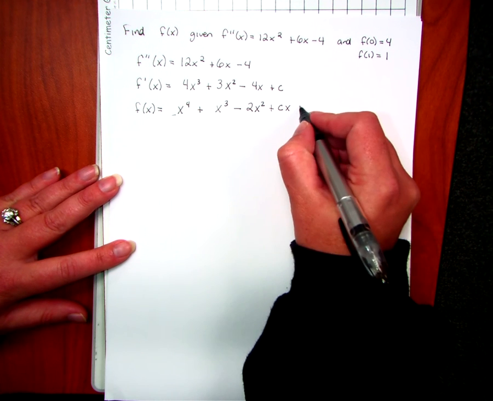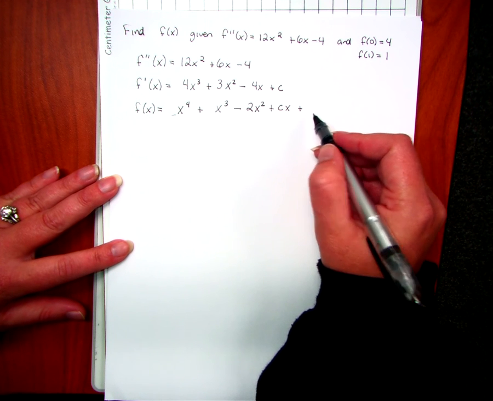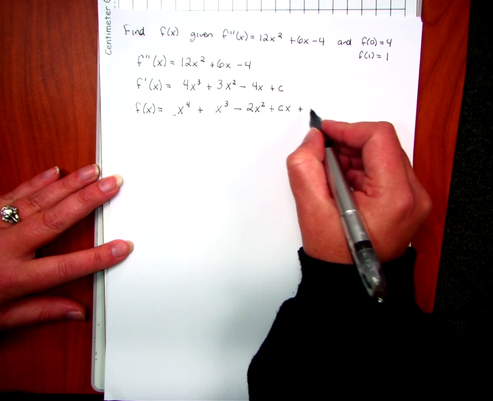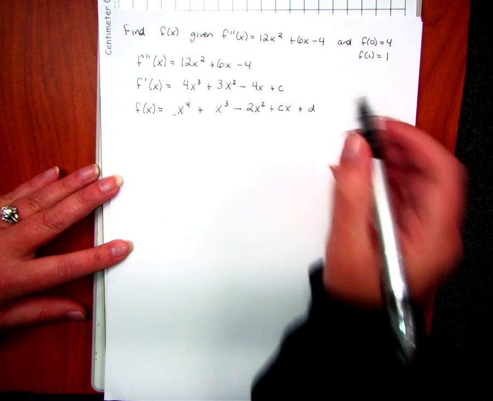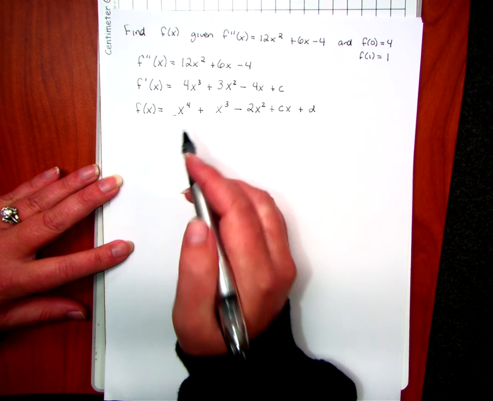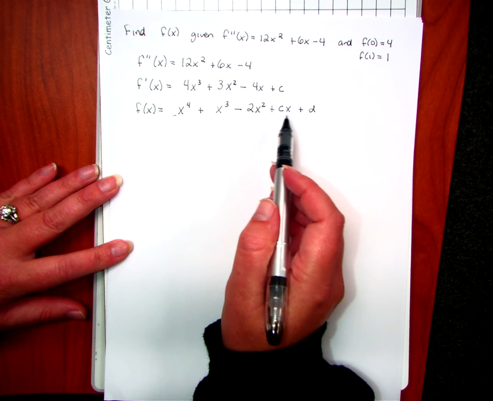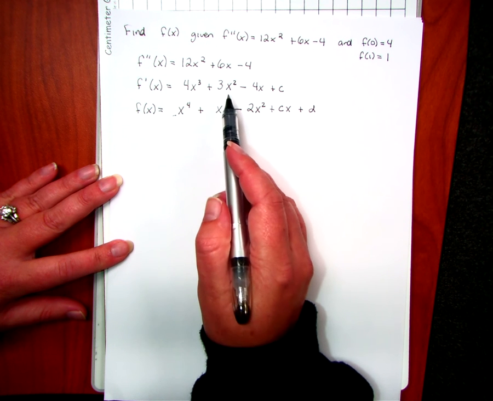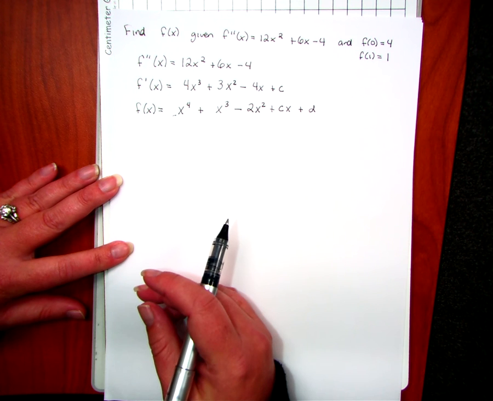And then another general constant needs to be added to this, to account for a constant that goes to 0 when you take the derivative, and so I'm just going to add d, right? So the derivative of x to the 4th plus x cubed minus 2x squared plus cx plus d is f prime, right? And the derivative of f prime is f double prime.